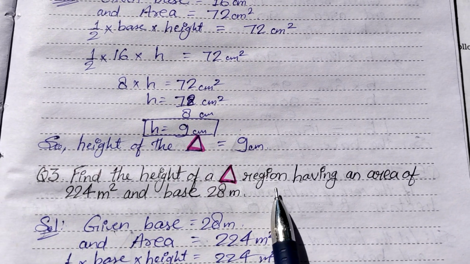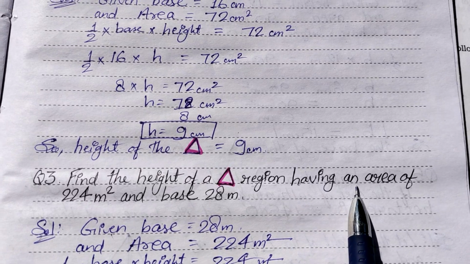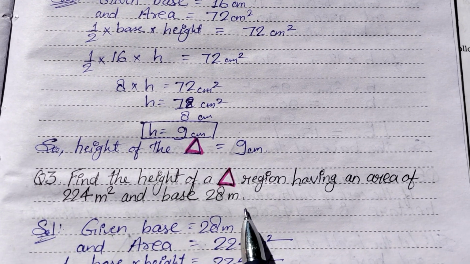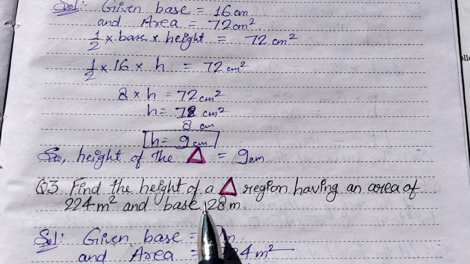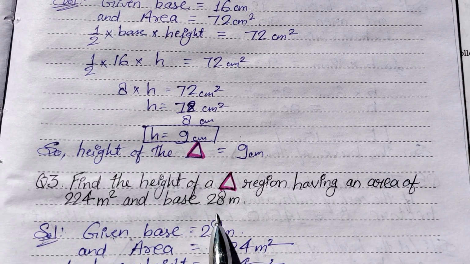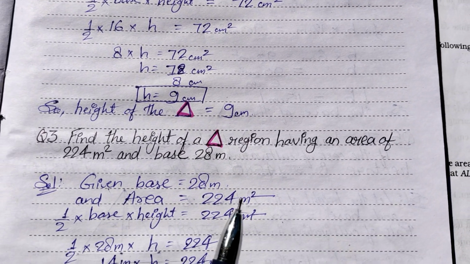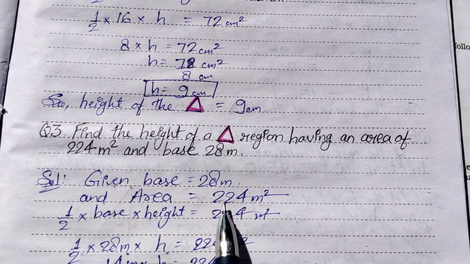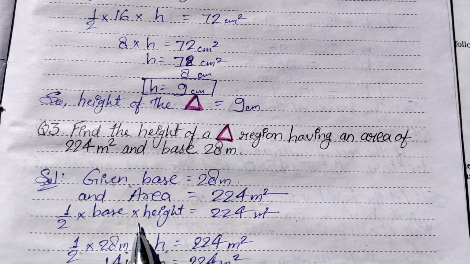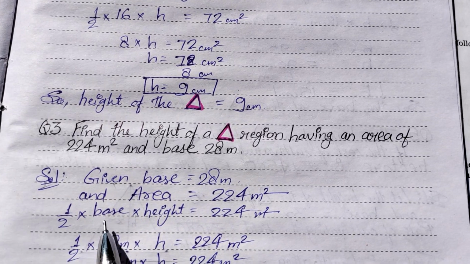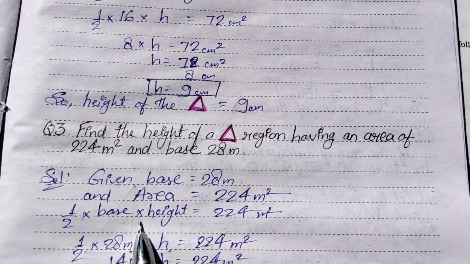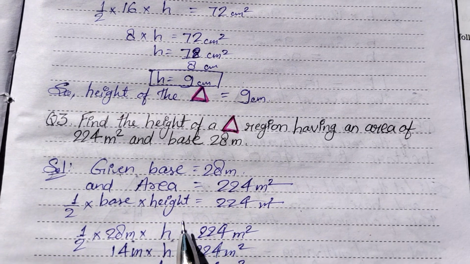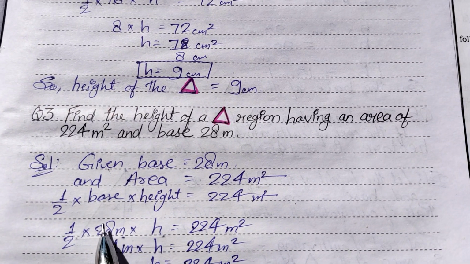Find the height of a triangle region having an area of 224 meter square and base 28 meter. Now here we have to find the height. Area and base are given. So let's see the solution. Given base 28 meter and area is 224 meter square. We know that area of triangle is equal to 1/2 into base into height. So this is the formula of area, and area is already given, so we can equate it. We have to find height.